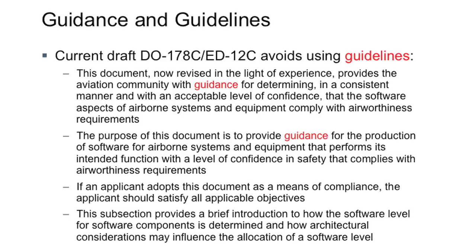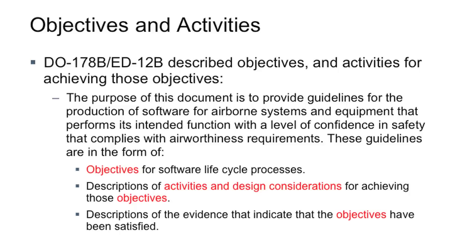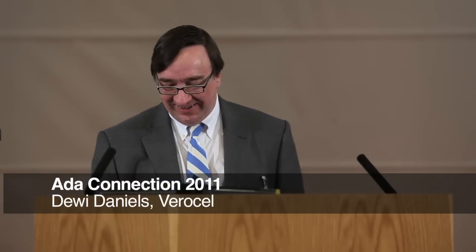Another change, which is quite significant in the core text, is that DO-178B is an objective-based document, so it describes objectives that your software process has to satisfy. It also described activities and design considerations for achieving those objectives, and the evidence that you have to provide to show that the objectives have been satisfied. You said guidelines here? Yes, that's a mistake in the slide, sorry. This is a quote from DO-178B.